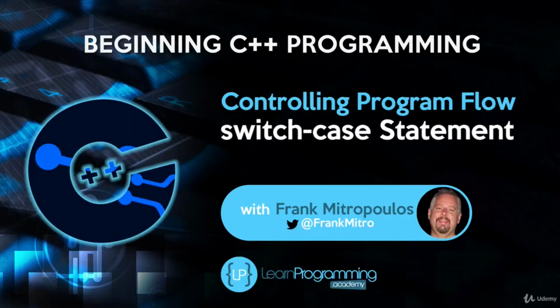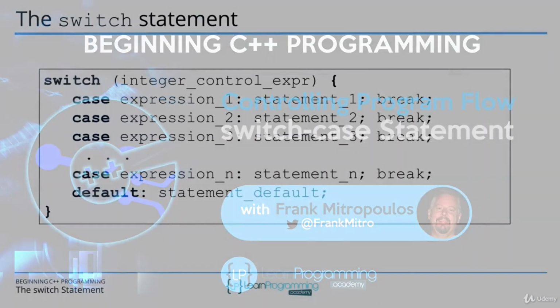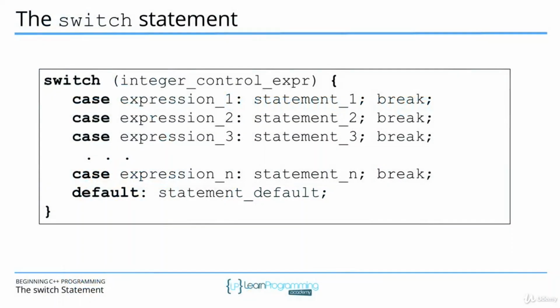In this video, we'll learn about C++'s switch statement. As you've already seen, it's very common to have to execute specific sections of code depending on the value of a constant. For this particular use case, the switch statement comes in very useful. We'll learn the switch, case, break, and default keywords.